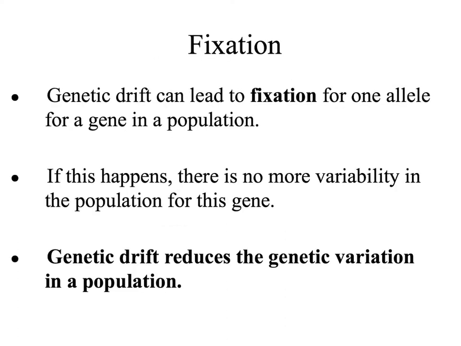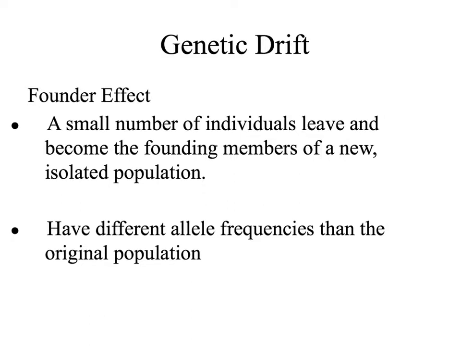Often in populations, we see that fixation occurs with negative traits, things like diseases or problematic genes. Genetic drift in general tends to reduce genetic variations in a population, which is a negative effect and can cause a great deal of issues and problems. There are two effects that can cause genetic drift.